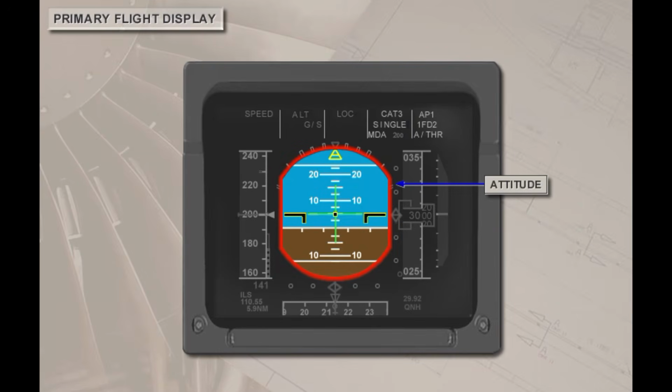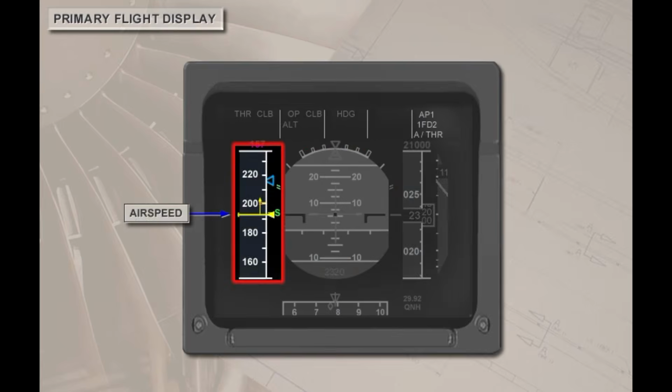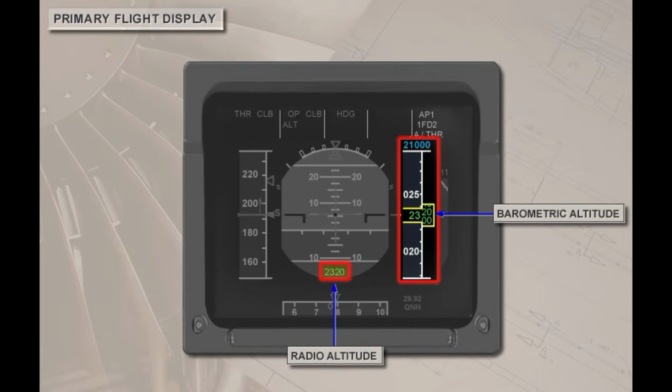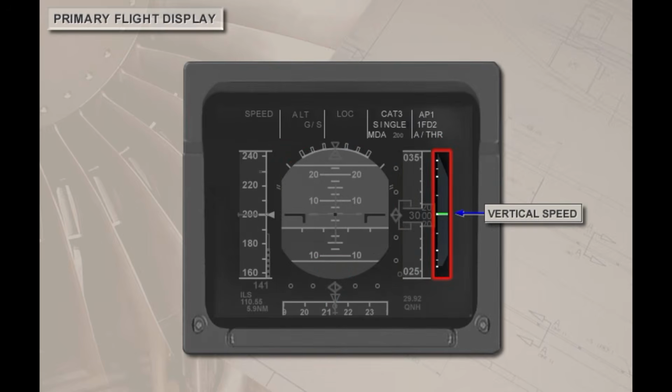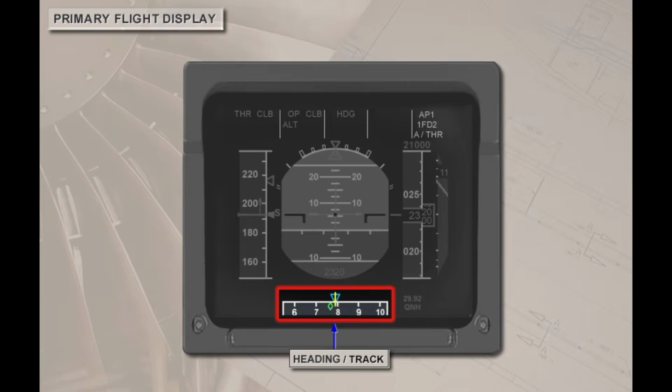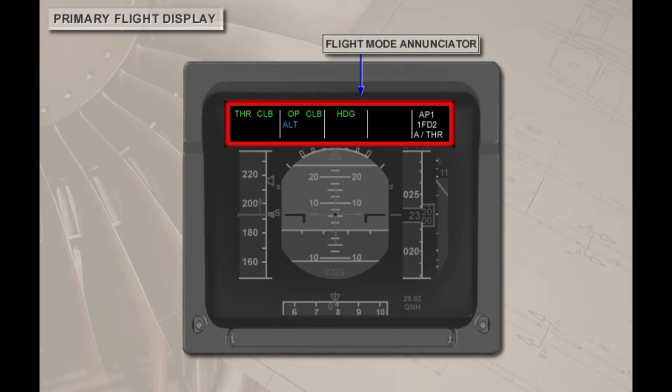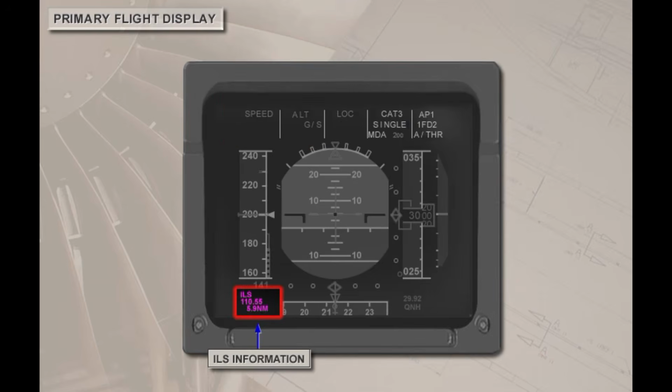The two primary flight display units display attitude information, guidance information through the flight directors, airspeed, altitude, both barometric and radio, vertical speed, heading and track, flight management guidance system modes through the flight mode annunciator, and ILS information. The following screens will give a brief description of parts of the PFD. More detailed information is provided in the autoflight, navigation, and flight control modules.